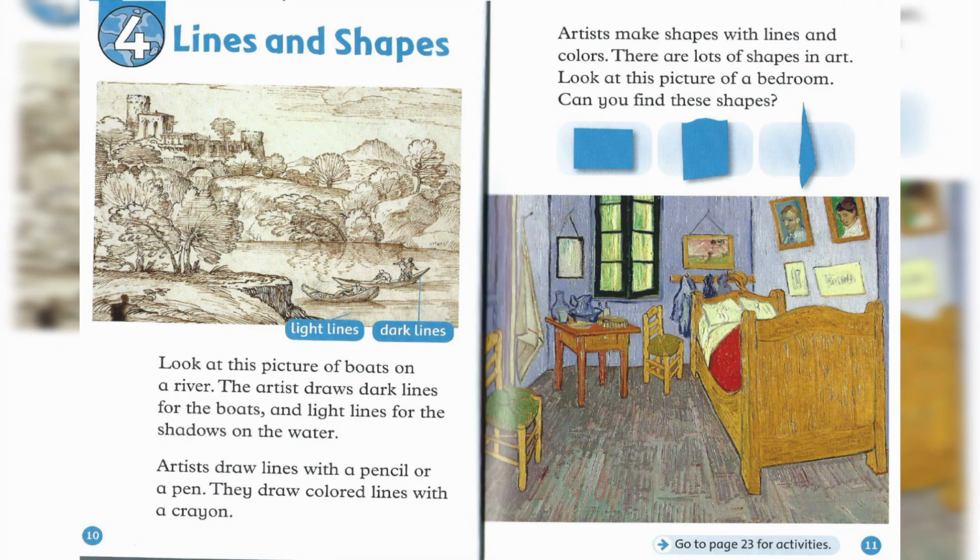Chapter 4. Lines and shapes. Look at this picture of boats on a river. The artist draws dark lines for the boats and light lines for the shadows on the water. Artists draw lines with a pencil or a pen. They draw coloured lines with a crayon.